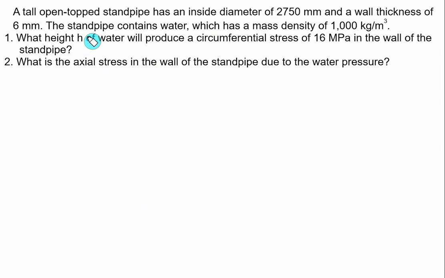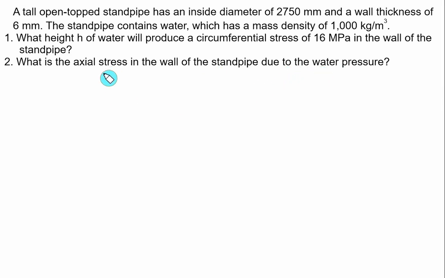A tall open top standpipe has an inside diameter of 2750 mm and the wall thickness of 6 mm. The standpipe contains water which has a mass density equal to 1000 kg per meter cube. What height h of water will produce a circumferential stress of 16 megapascal in the wall of the standpipe, and what is the axial stress in the wall of the standpipe due to the water pressure?